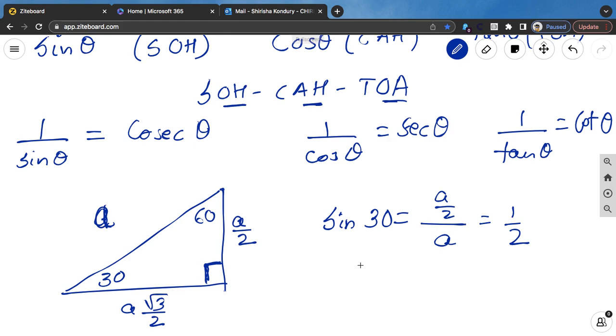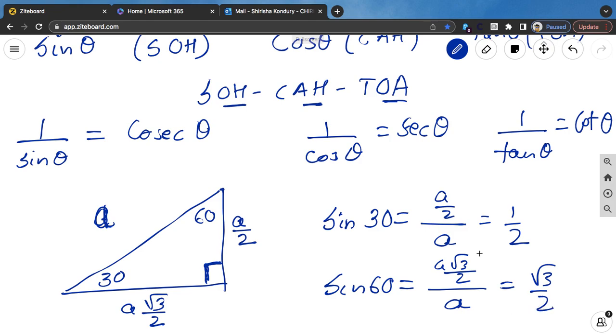So sine 30 in any triangle will be half, because if I form a right angle triangle with 30, then the third angle will be 60, isn't it? Because the sum of angles in a triangle is 180. So wherever there is a 30 and 90, the third angle is 60. So it's always going to be a 30, 60, 90 triangle, and therefore the ratio will always be half. Sine 60 is again opposite side upon hypotenuse, and the answer is root 3 by 2.